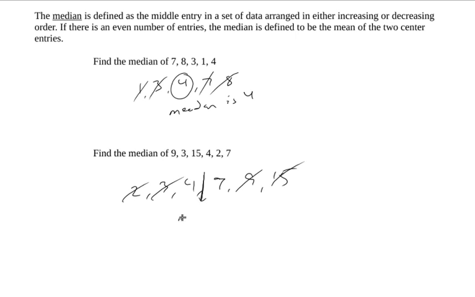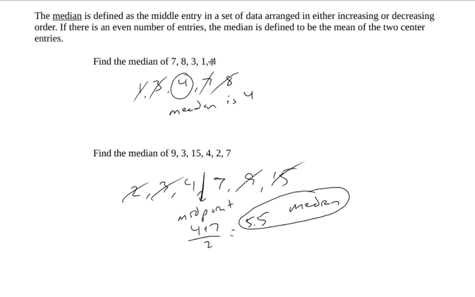We're going to find the midpoint here. And we find a midpoint by taking the mean of the two of them. We'll take 4 plus 7 divided by 2. So that's 11 divided by 2, which is 5.5. So the median here is 5.5.